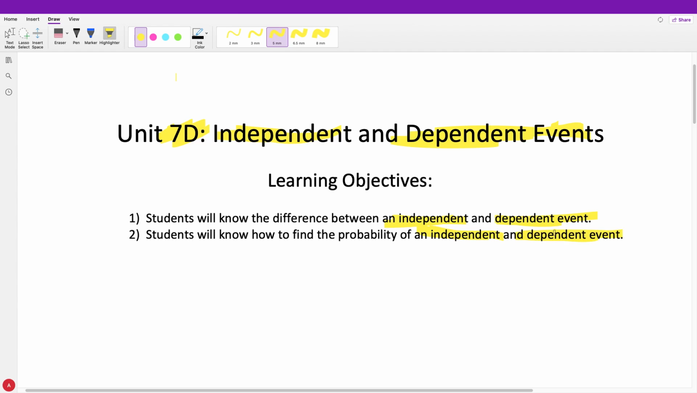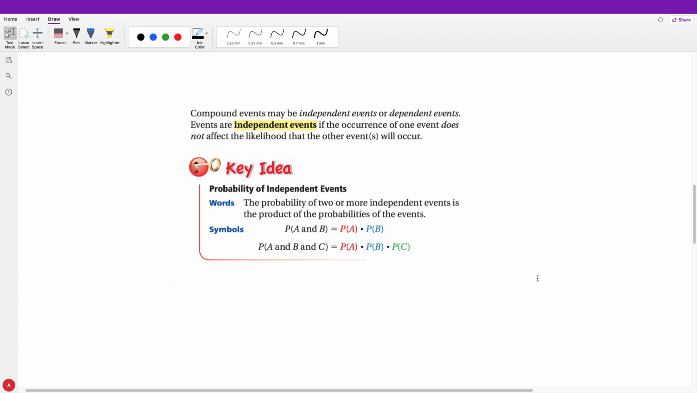All right, so let's go ahead and start talking about what an independent event is, and then we'll get into calculating the probability. Compound events that we just learned about may be independent or dependent events. Events are independent if the occurrence of one does not affect the likelihood of the other. So if we are spinning a spinner and rolling a die, what I spin on the spinner has no effect whatsoever on what the die is going to roll. So those will be independent events.